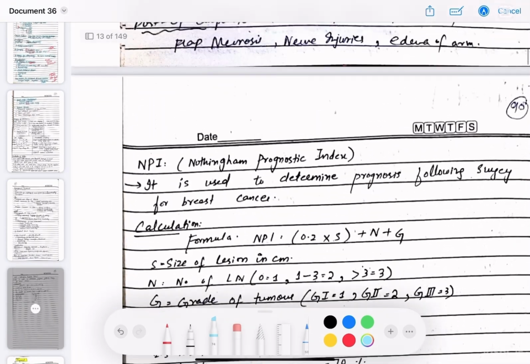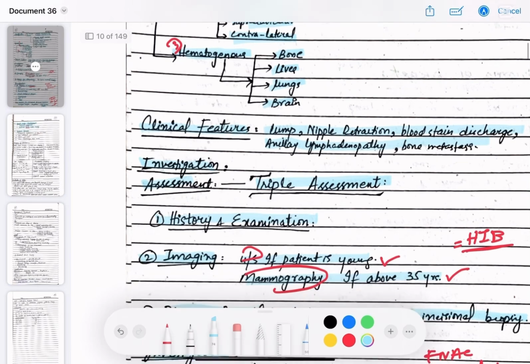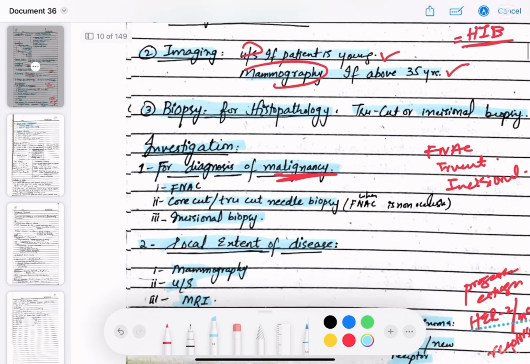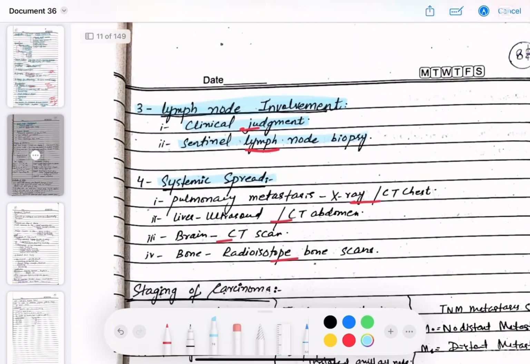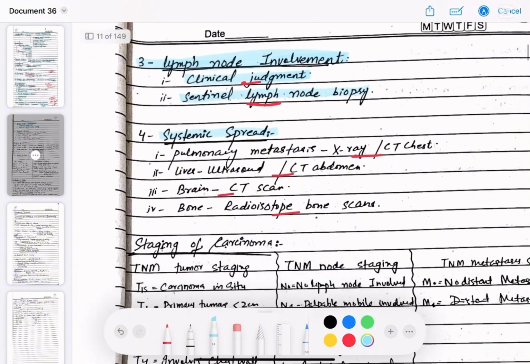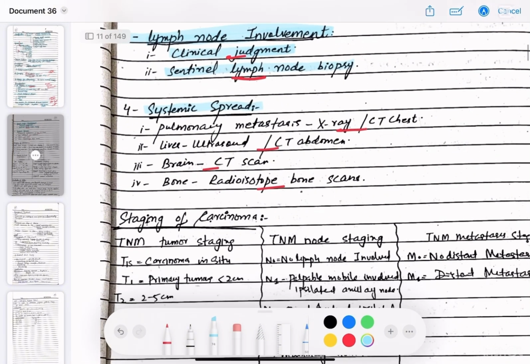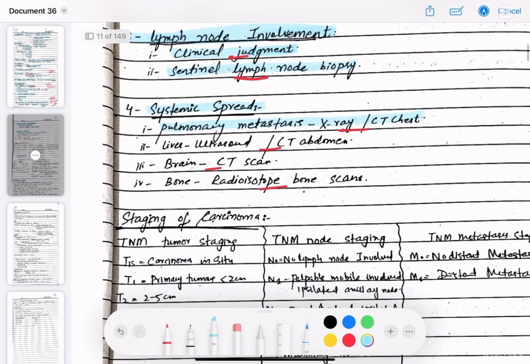Okay, this is the classification, these are the clinical features, these are the investigation options, and investigations for the diagnosis of malignancy, and the investigations for the local extent of the disease, then investigation for the lymph node involvement, which is clinical judgment and sentinel lymph node biopsy. And then for systemic spread, we will do the pulmonary metastasis, X-ray or CT chest, liver ultrasound or CT abdomen, brain CT scan, and bone radioisotope or bone scans. These are the specific investigations.